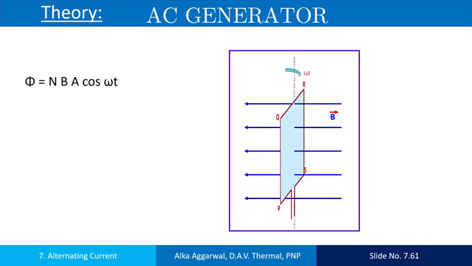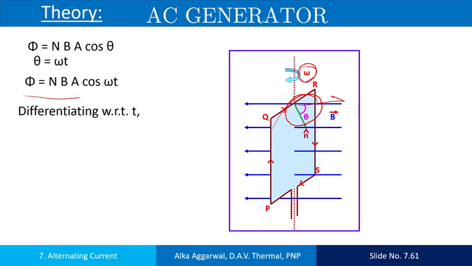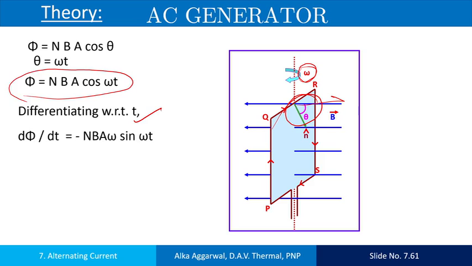Now, this is the magnetic field, this one is a coil, and it is rotating with the angular speed omega. The normal to the plane of the coil makes an angle theta with the direction of the magnetic field. So, when we differentiate it with respect to t, d phi by dt equals NBA, and the differentiation of cos omega t is minus omega sin omega t.